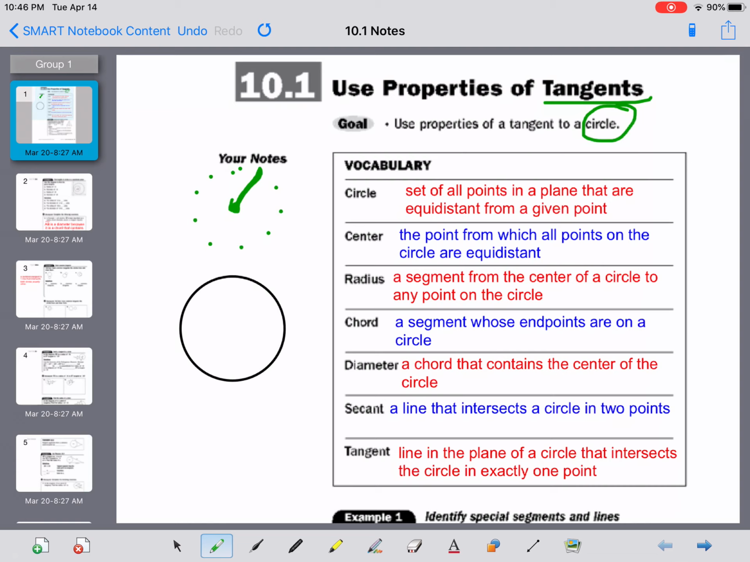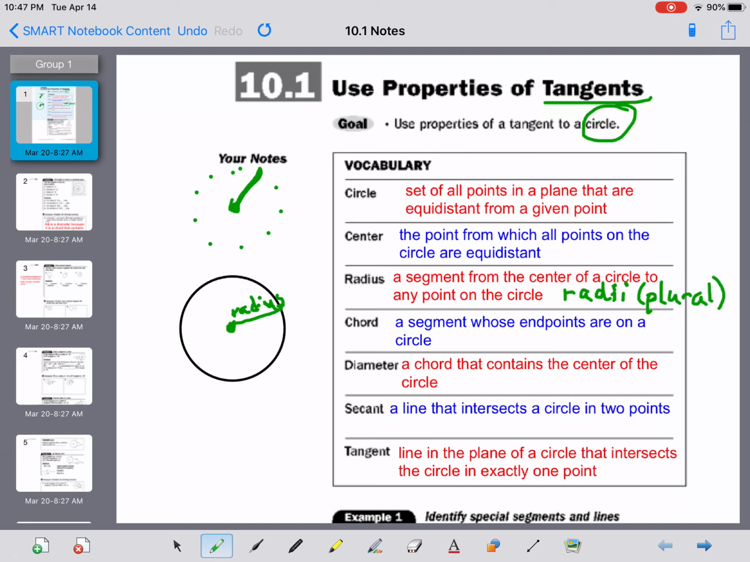The center is the point where they're all equal distance from, so you have this center of the circle. A radius is a segment that goes from the center anywhere to the edge of the circle, so that's going to be my radius. I don't know if I can get all these on with my stylus, but I'm going to try. And just a quick note for you, if there's more than one radius, we call it radii. That's R-A-D-I-I. So just know if you see that, that's just the plural for radius.